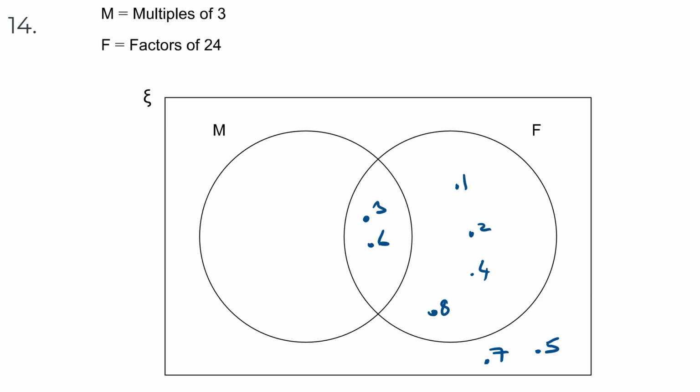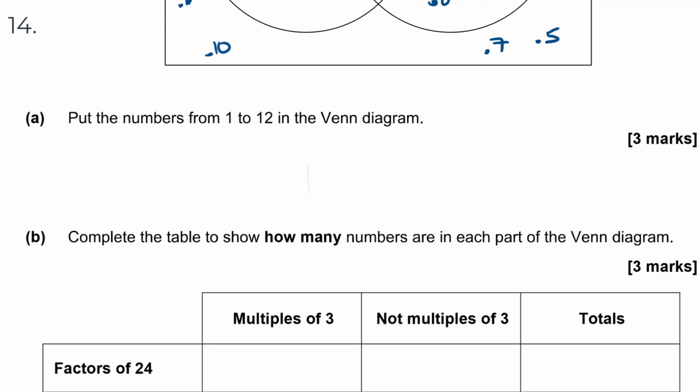9, 9 is a multiple of 3, 3, 6, 9. Is 9 a factor of 24? No, it's not. So I've got our first one that is in M, but not in F. 10, that's not in either, is it? 11, not in either. And 12. 12 is a multiple of 3. 12 is a factor of 24, so that belongs in the middle. Okay, so have I got all 12? 1, 2, 3, 4, 5, 6, 7, 8, 9, 10, 11, 12. I've got all of them. Okay. So I put them all in the Venn diagram.